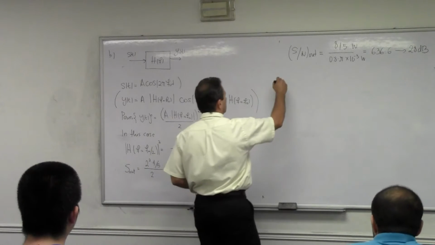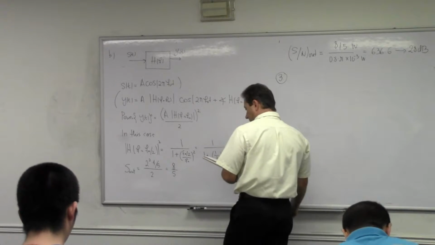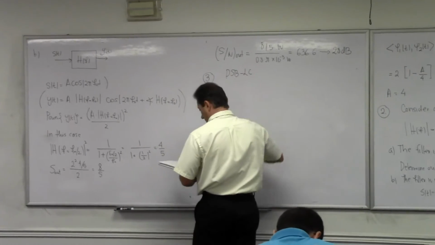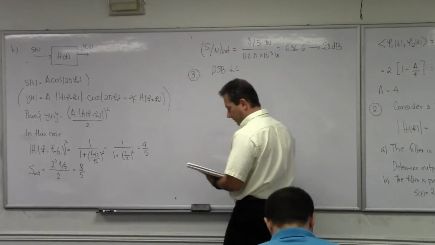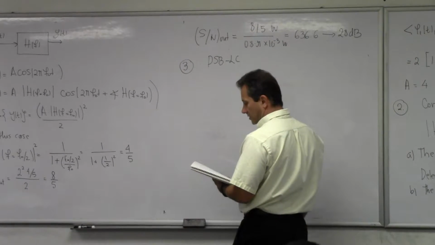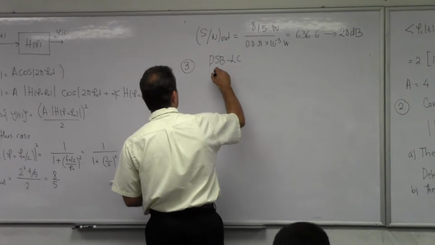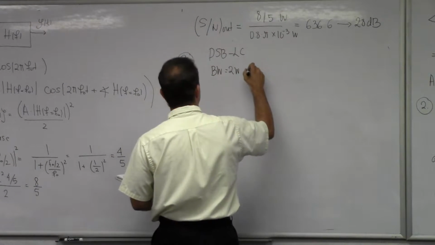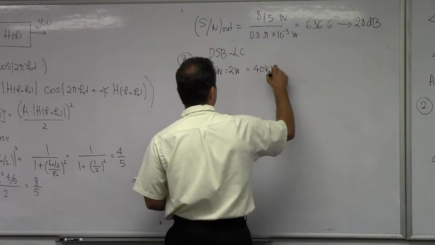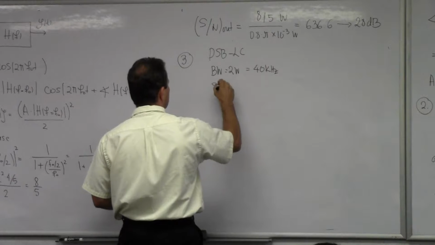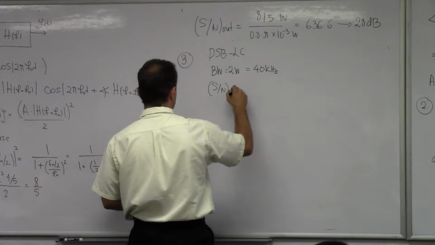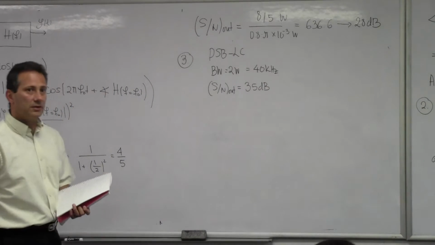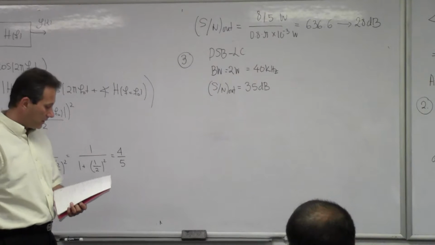Okay, let's look at the next problem. It says, consider a system using double-sideband large carrier. This is one of those link budget problems. It's using the double-sideband large carrier modulation scheme, and the following information is known. Bandwidth, which is 2 times W, is 40 kilohertz. Signal to noise ratio at the output is 35 dB. That's the required signal to noise ratio, dictated by the performance of our information signal.